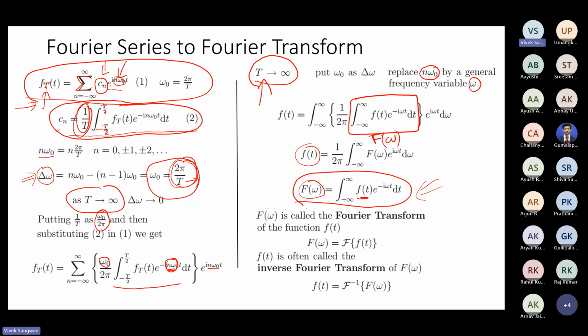Now let's talk about the meaning of this Fourier transform. What does this F of omega mean? It has the exact meaning that the Fourier coefficient had. So let's review what the Fourier coefficient meant.